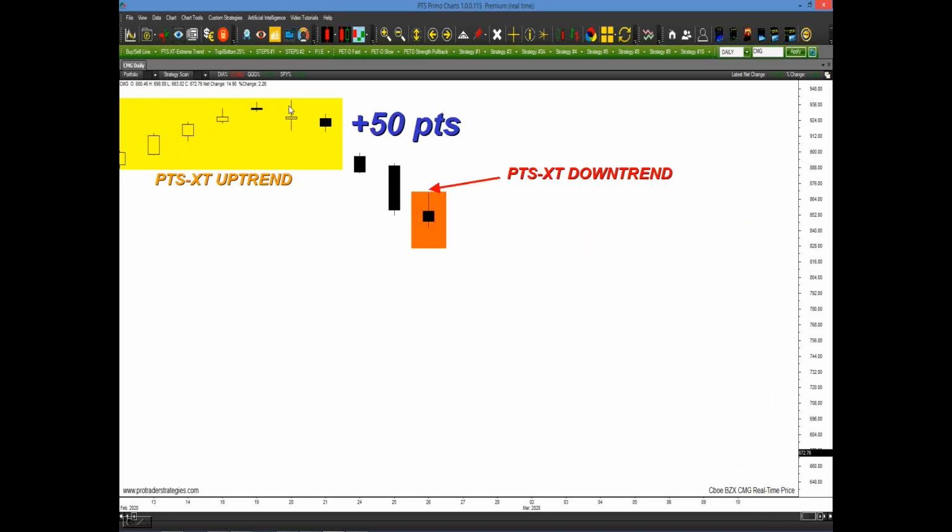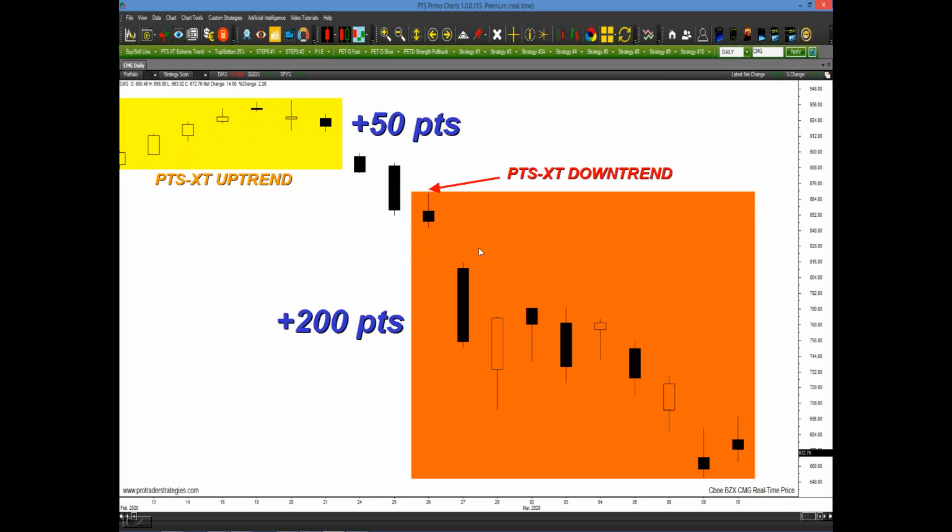We had an uptrend that would have gotten you out for a quick 50 points. And where everyone else is thinking it's time to buy, the PTS XT was announcing a downtrend just off this one bar. And look what happened: 200 points coming into this week. All right, this was well before the market went into its really strong downward move. You knew this at the end of February, that there was going to be a strong downward move in CMG. Don't you think you would have liked to have had a heads up and purchased the puts in that?